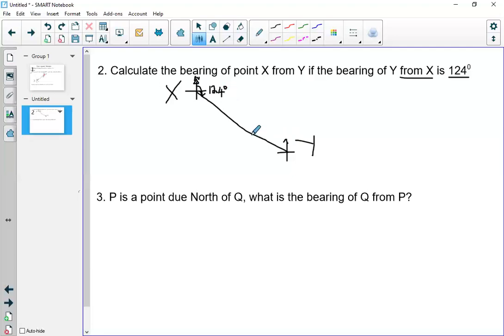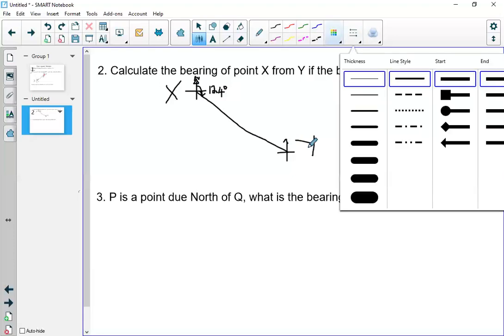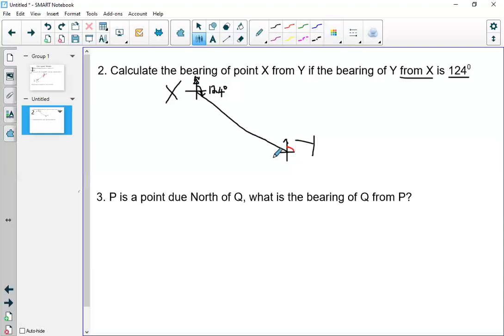So now what is the angle when you move from the north pole of Y to the line joining X? That is the bearing of X from Y. To answer that question, we need to calculate the value of this small angle over here first. Then whatever that value is, we're going to add it to 270, because from the north pole of Y to the west pole of Y is 270 degrees.